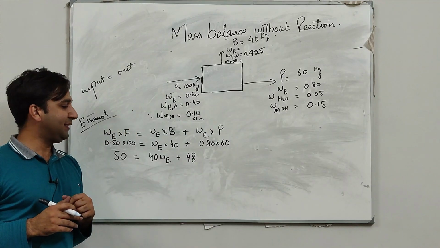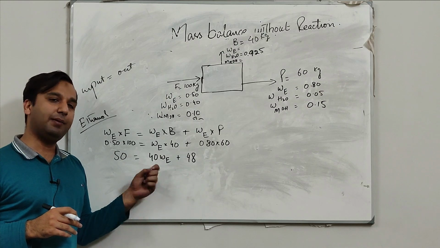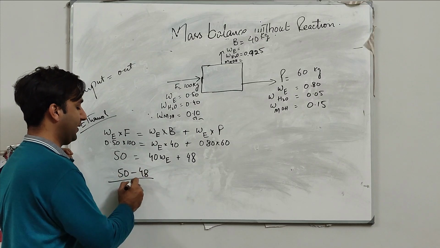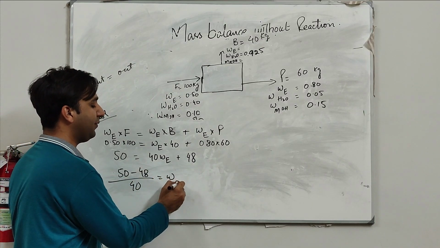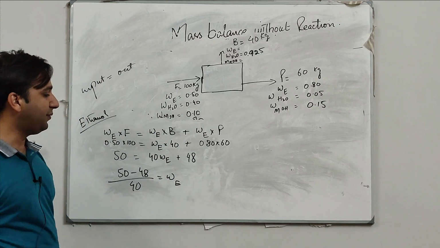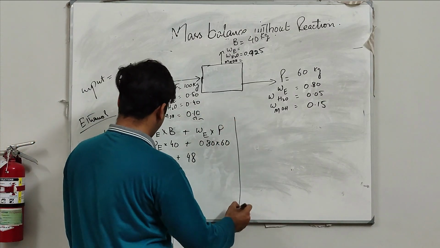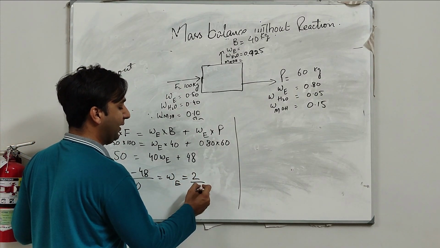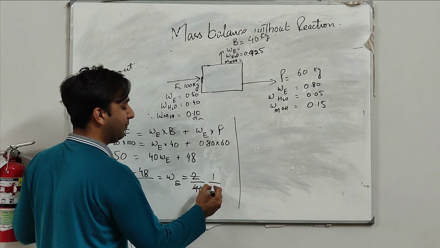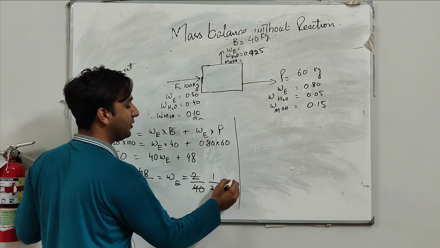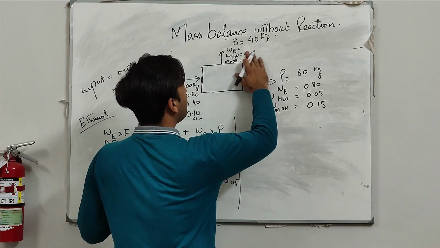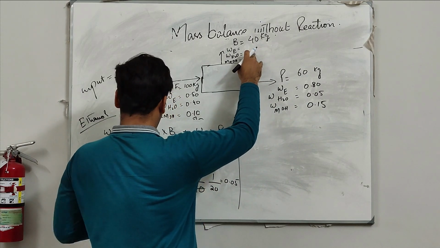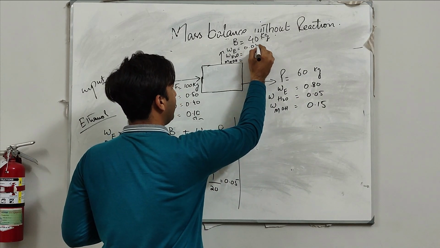Now you can see that in this equation we have only one unknown, so you can solve it. 50 minus 48 divided by 40 will give you the weight fraction or mass fraction of ethanol. So 2 divided by 40 will be 1 divided by 20, and it will be 0.05. So here the weight fraction of ethanol is 0.05.